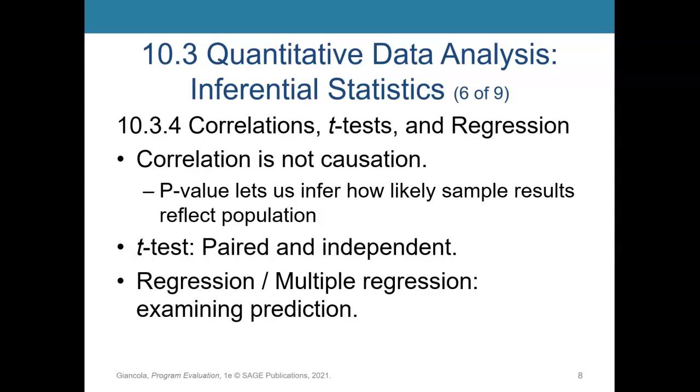So that's correlation. Another inferential test is a t-test. T-tests can be paired and independent. It's a statistical method that we use to determine if the difference between two means is significant. So you may have two groups, like our program group and our control or comparison group that we discussed in program design, and you then measure the mean test scores for each of the two groups, and you want to know whether the difference between those two means is statistically significant.